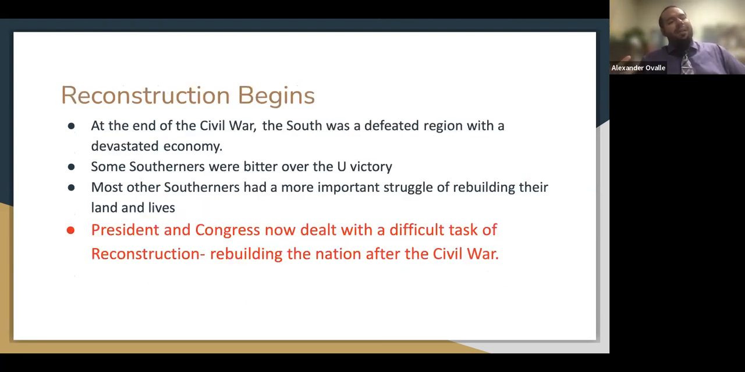So Reconstruction begins. The South, again, was defeated with a devastated economy. Some Southerners were bitter for losing. Other Southerners had a more important struggle of rebuilding their land and lives. So now the president and Congress had to deal with the task of Reconstruction, which is the name for the rebuilding of the country following the Civil War.